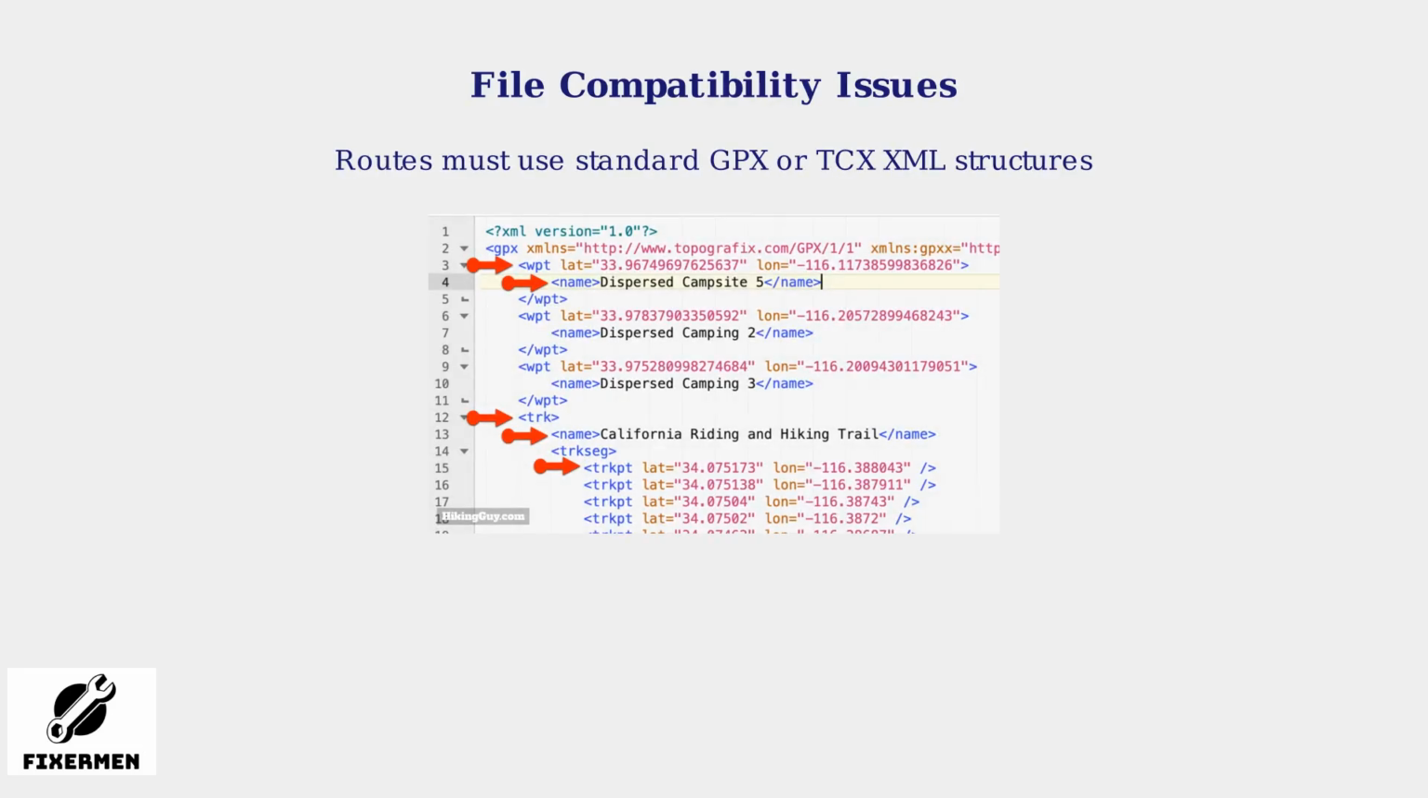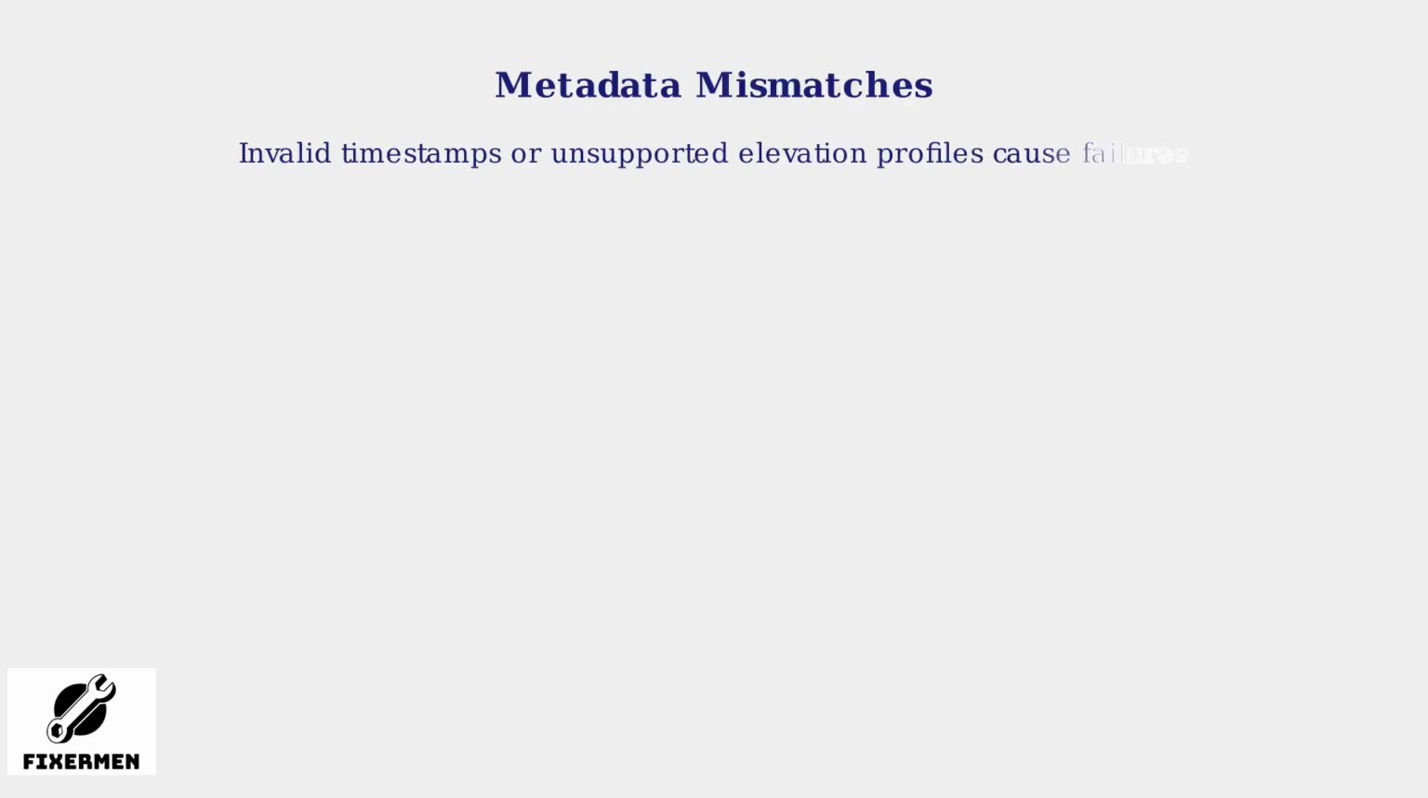The Edge 540's navigation problems often start with file compatibility. Routes imported from apps must use standard formats like GPX or TCX, which are XML-based structures containing waypoint and track data. Mismatched metadata within these files can prevent proper import. For example, invalid timestamps or elevation profiles that don't match the device's supported formats lead to navigation startup errors.